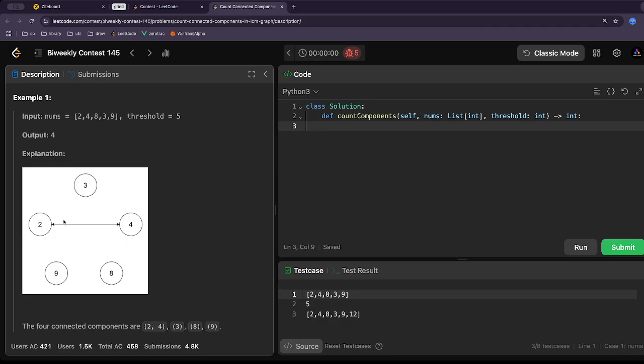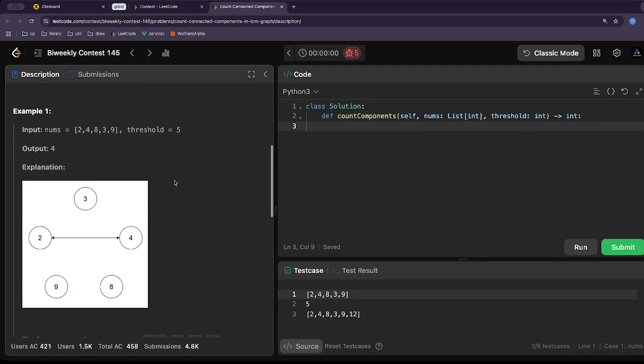So let's think about this example first. Only 2 and 4 are connected here. Why is that? Because the least common multiple of 2 and 4 is 4, right? And 4 is less than or equal to the threshold, which is 5, so that's why they are connected.